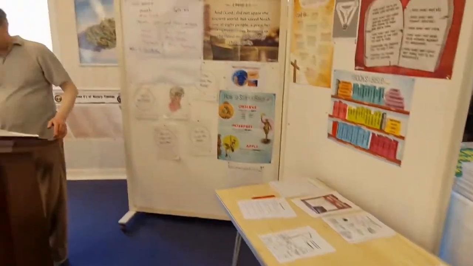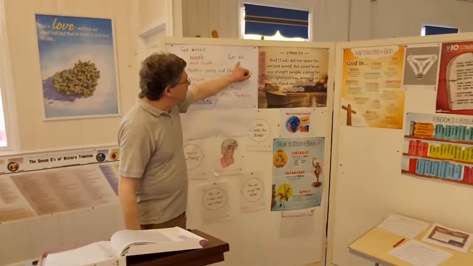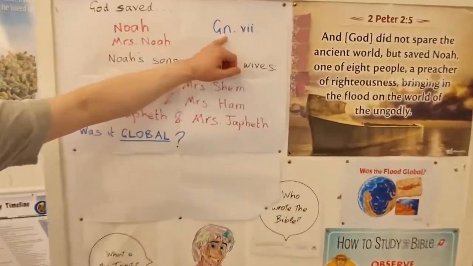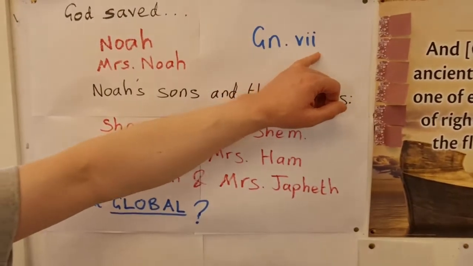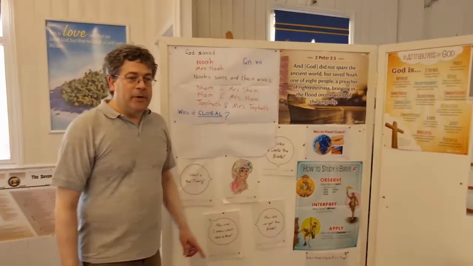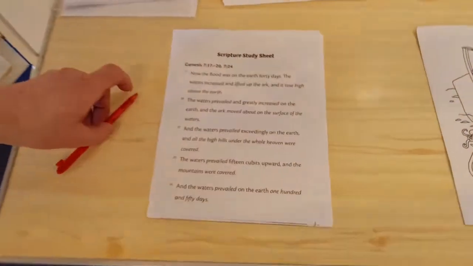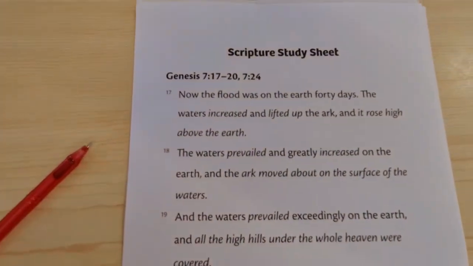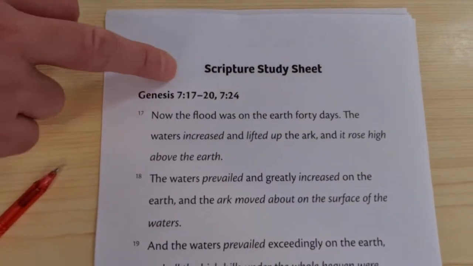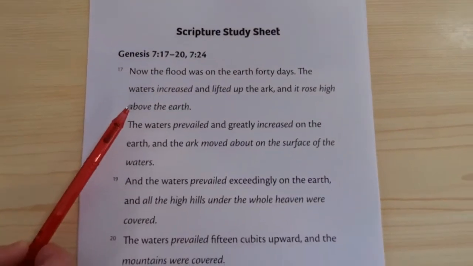So, in your Bibles, if you've got them, turn to this one: Genesis 7, which is Genesis, five plus one plus one is seven. So in chapter 7 of Genesis, but I'll also give you a study sheet. So we're going to look at this. These are the relevant verses that you need: Genesis 7:17 to 20 and 24. So let's read it from here.